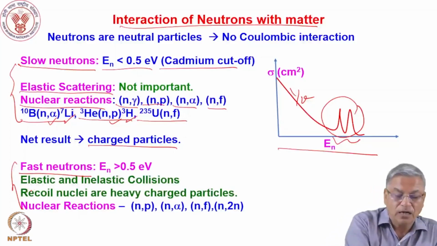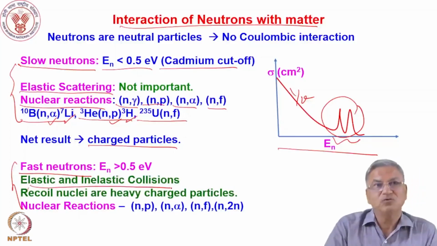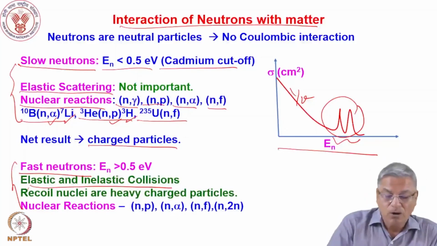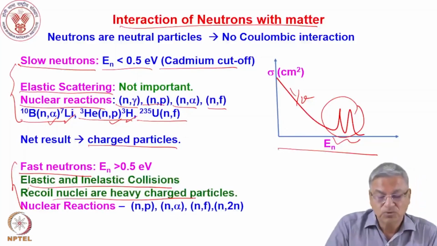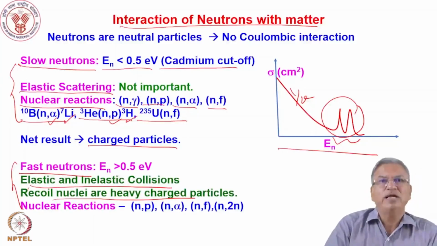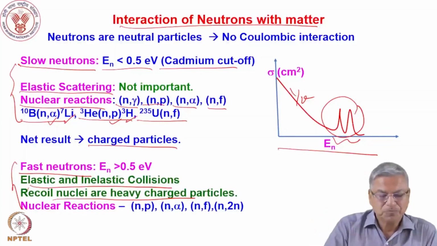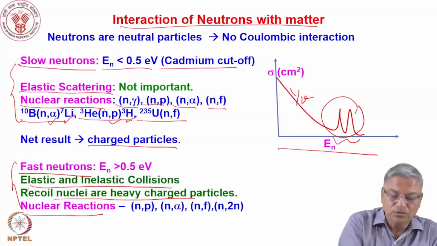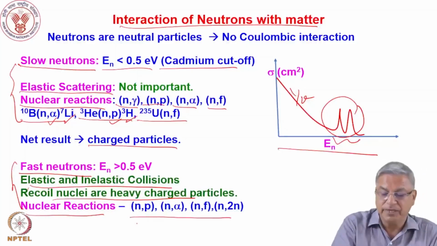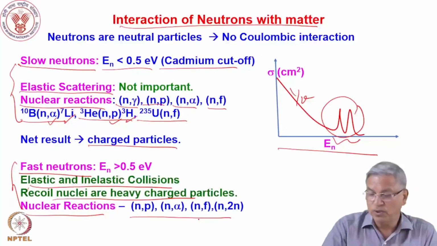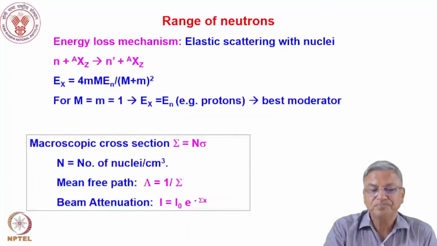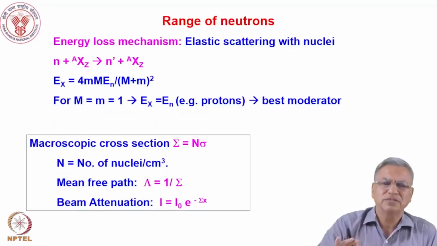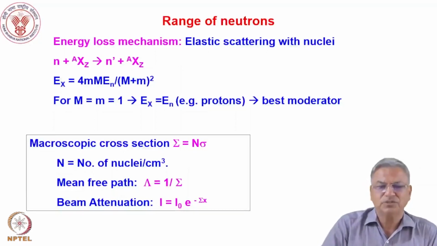The fast neutrons can also undergo inelastic collisions apart from elastic collisions, and they can excite the nuclei, or they can undergo nuclear reactions. So when it is undergoing elastic scattering, we have recoil nuclei, like a neutron can interact with the proton and knock it off from its place. So we can have heavy charged particles as recoil nuclei, or the fast neutrons can also undergo nuclear reactions like NP, N alpha, NF, neutron fission, and N2N types of reactions. So this neutron detection can be done using the nuclear reaction. In fact, mostly the neutrons are detected using nuclear reactions.